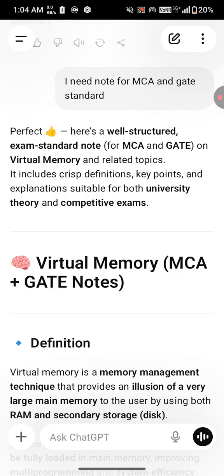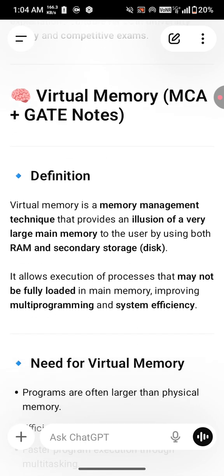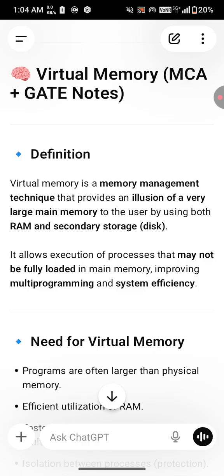Now let's discuss some notes on virtual memory and its related topics, mainly MCA and GATE standard exam notes. So, virtual memory definition. Virtual memory is a memory management technique that provides an illusion of a very large main memory to the user by using both RAM and secondary storage.